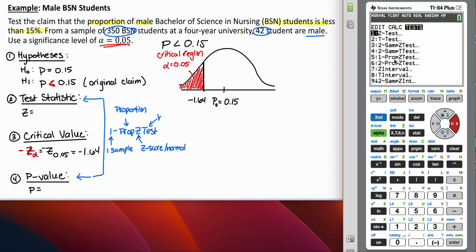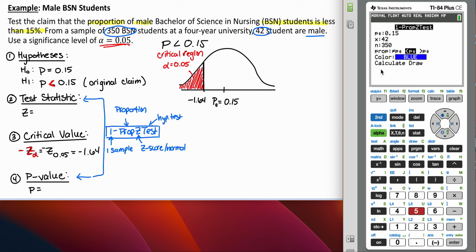And then test means you're doing a hypothesis test. So if you're trying to do all of those things, you have one sample, you're looking at the normal distribution, you're testing a claim about a proportion, and you're trying to do a hypothesis test, then the test that you're going to choose is 1-PropZTest. So let's go ahead and choose that option.